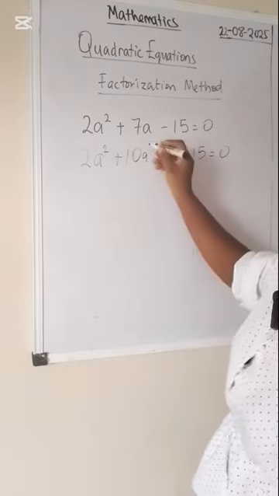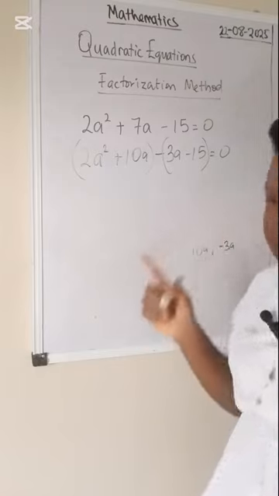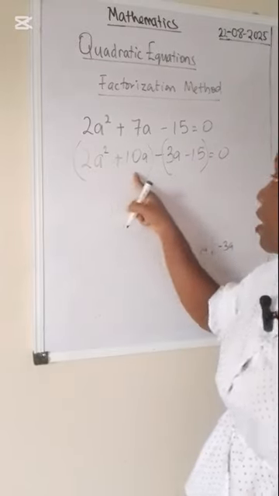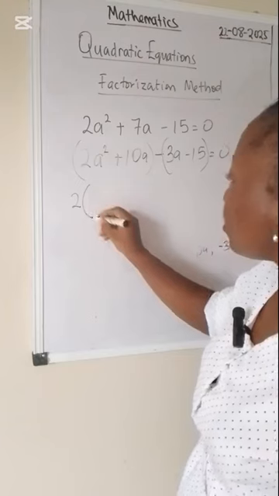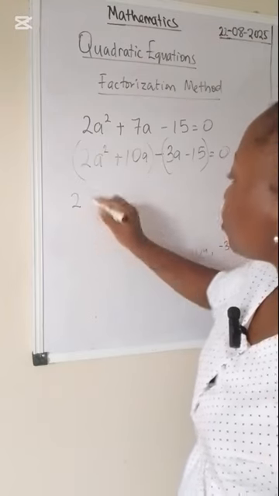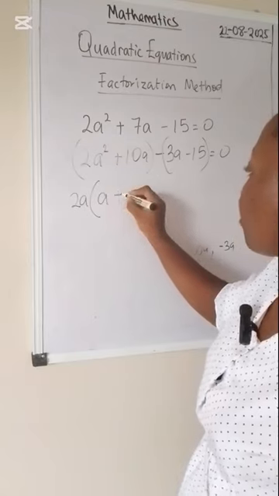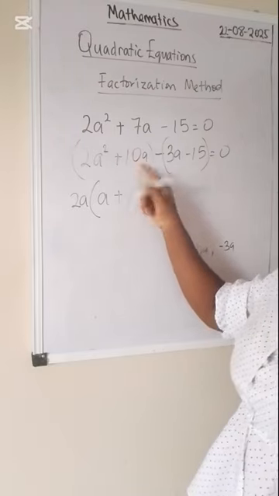All right, let's go ahead and group them in pairs. Let's pair them up. Then let's factorize what is common. Here we have 2 is common here and a is common here. So we're going to factorize that 2a. So 2a into what's left here: a plus, if you factorize 2 from 10, you are left with 5.